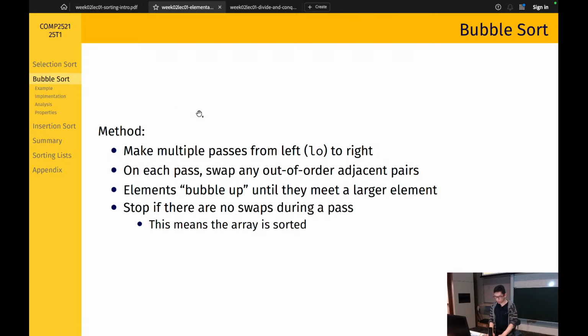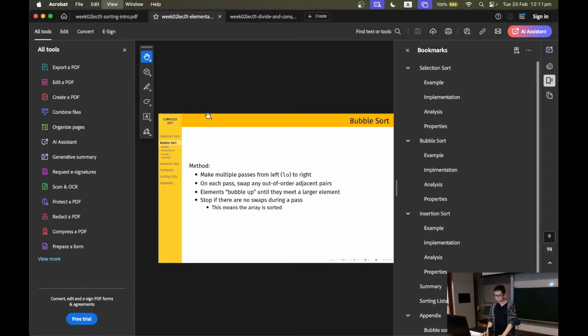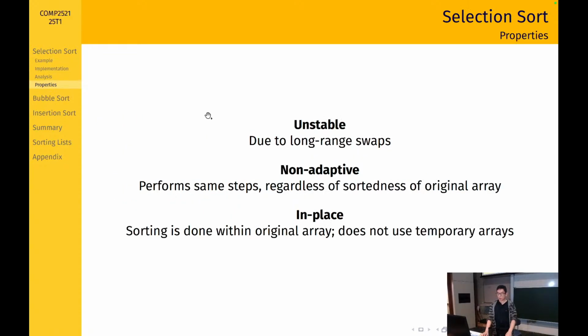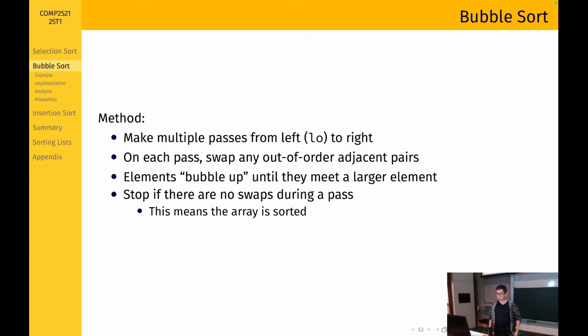Cool. So let's now talk about bubble sort. The idea of bubble sort is that it's going to make multiple passes through the array from left to right. On each pass through the array, it's going to compare adjacent items. During the first pass, it's going to compare index 0 with index 1, index 1 with index 2, index 2 with index 3, and so on, all the way to the end.